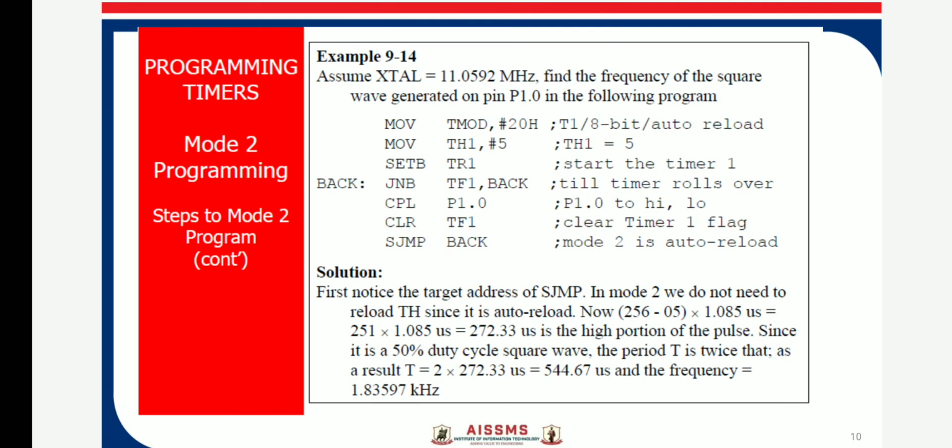Now in this program, our initial value that is loaded into the TH1 register is 5. So to calculate the delay generation, we have to subtract this value loaded in TH1 from the maximum value. Here the maximum value we are taking is 256 minus 5, and when we multiply this with 1.085 microseconds, then we get the delay of 272.33 microseconds.